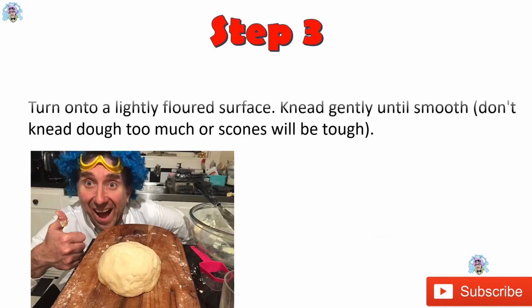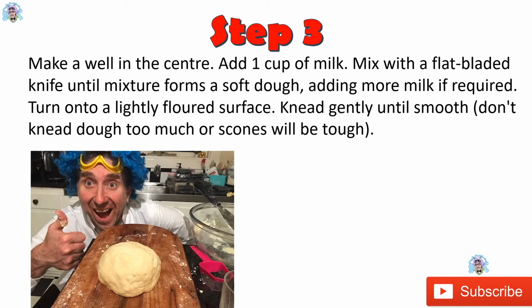Step number 3. Make a well or a small basin in the center of your mixture. Now your mixture is the butter and the flour mixture you've already made and looks something like breadcrumbs. Add 1 cup of milk, mix with a flat bladed knife until the mixture forms a soft dough, adding more milk if you need to. Turn the mixture onto a lightly floured surface. Knead the dough gently until it's smooth.